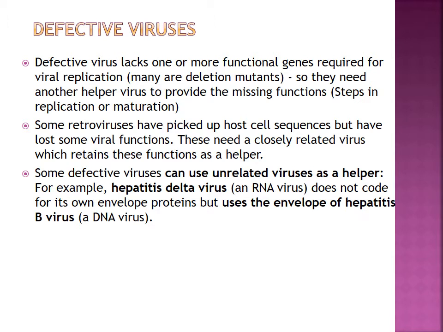For example, hepatitis delta, which is an RNA virus, does not code for its own envelope proteins, but will use the envelope of hepatitis B virus, which is a DNA virus, when these viruses are present at the same time in the same cell.